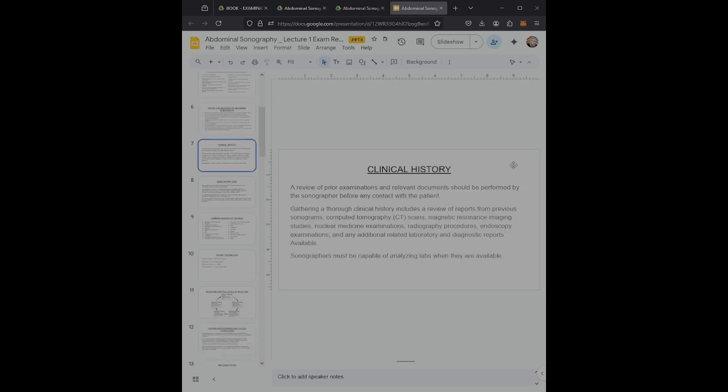So then we come to clinical history. A review of prior examinations and relevant documentation should be performed by the sonographer before any contact with the patient. That is quite important. You should gather a thorough clinical history. If there are any previous sonograms, you should review them. Any previous radiographic scans such as CT, MRI, nuclear medicine, or any procedures involving endoscopy, you should review those, and any additional related laboratory and diagnostic reports.